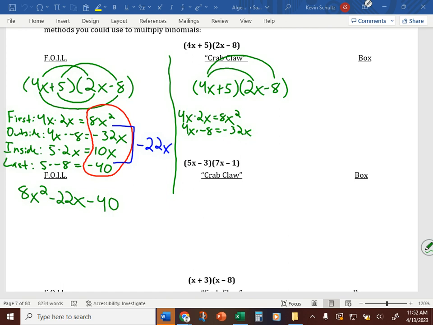Same results, just different process. Right? And then with the 5, we're going to start by multiplying 5 by 2x, just like we did in old man FOIL. We still get 10x there. And when we multiply 5 by negative 8, we're going to go underneath again.